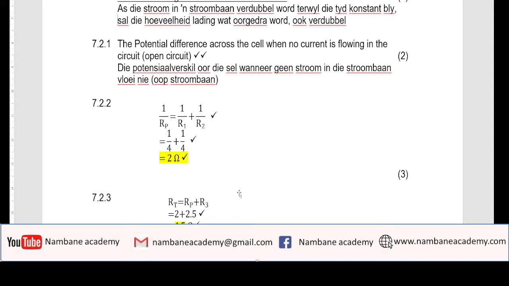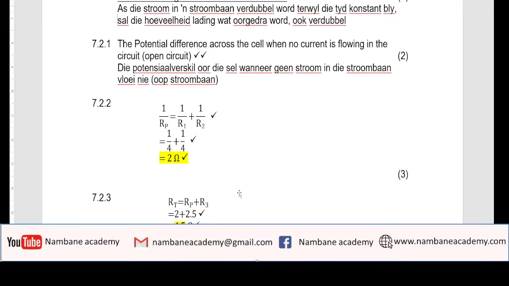7.2.3, calculate the total resistance of the circuit. So if there's a change in 7.2.2, there will be a change in the rest of the questions that follow. So our R total is equal to RP plus R3, which makes the circuit a series circuit. Therefore, 2 ohm is then substituted into the equation: 2 plus 2.5 for resistor 3, which is in series, which gives you an answer of 4.5 ohm.